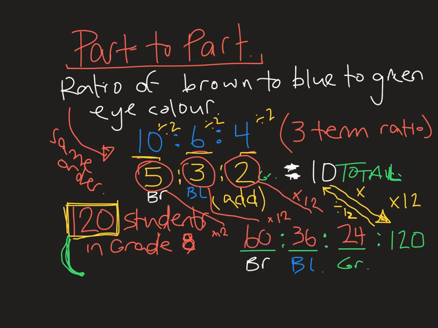Okay, so now I know that because I have 120 students in grade 8, 60 of them have brown eyes, 36 of them have blue eyes, 24 of them have green eyes. How do I know?